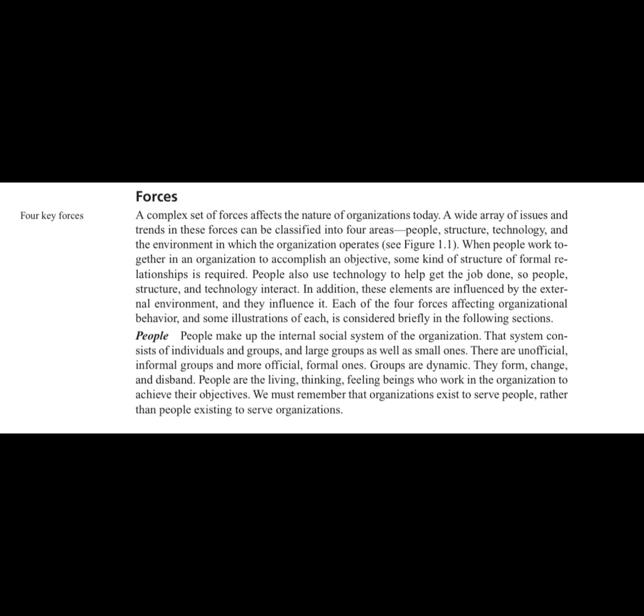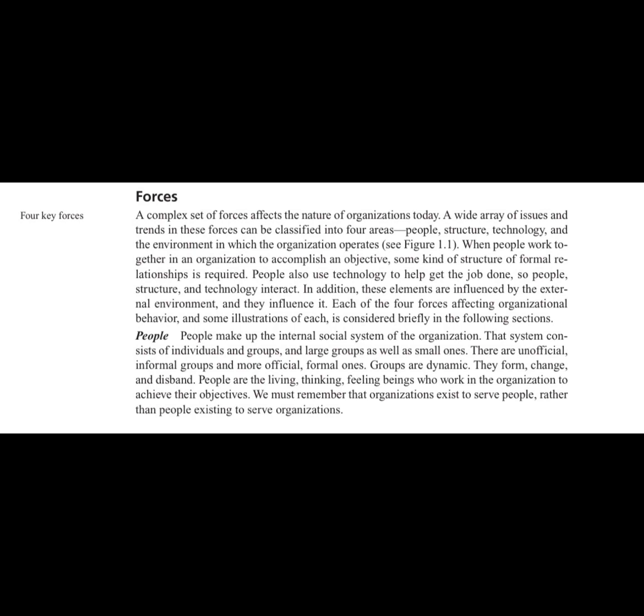So, what is people? Okay, so people make up the internal social system of the organization. So, the system consists of individuals and groups, and large group as well as the small ones. So some are unofficial, informal groups, and more official or formal ones. So every group is dynamic, may pagkaiba-iba yang lahat na yan.